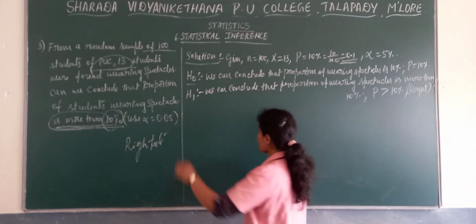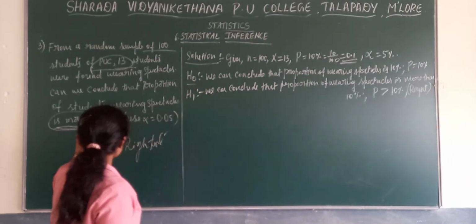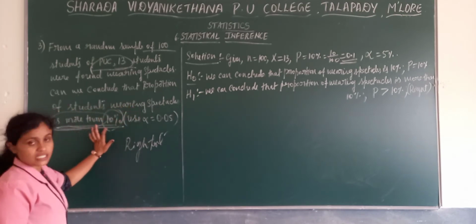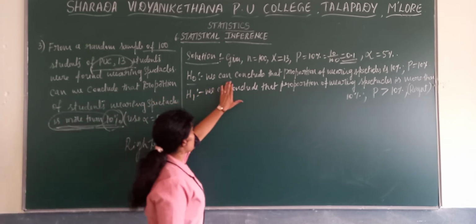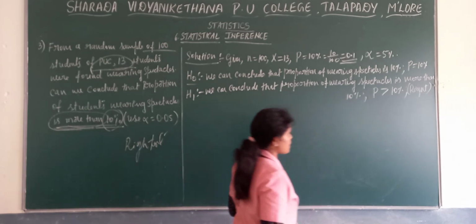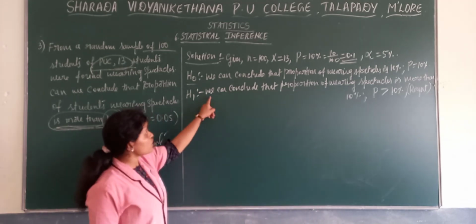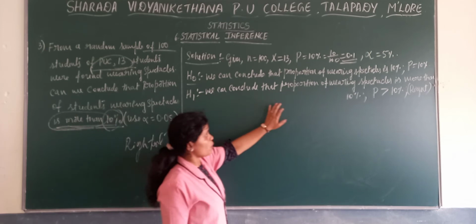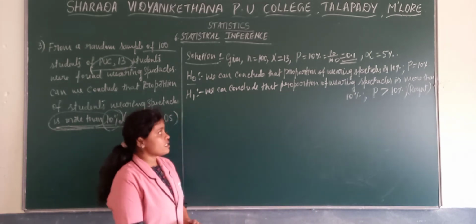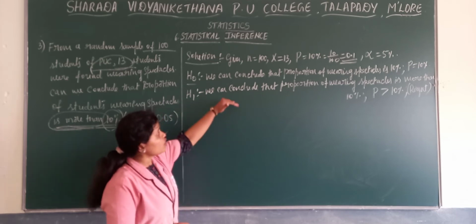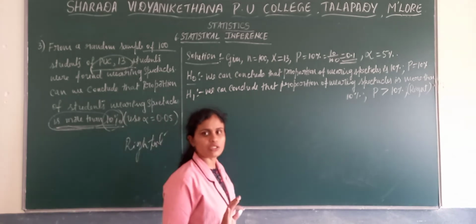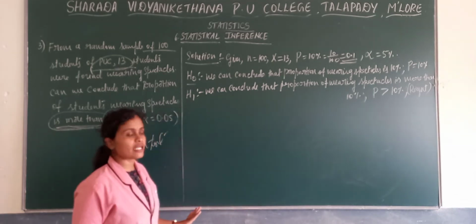Now for example, in the same problem, if they do not mention more than 10%, and they only write that the proportion of students wearing spectacles is 10%, then how do we take it? The null hypothesis is as it is: we can conclude that the proportion of wearing spectacles is 10%. Then the alternative is not equal to 10%, meaning we cannot conclude that the proportion is 10%. That is the case of a two-tailed test. Since here more than is given, we take more than. The null hypothesis is always equal, we need to consider it as equal in all the cases.